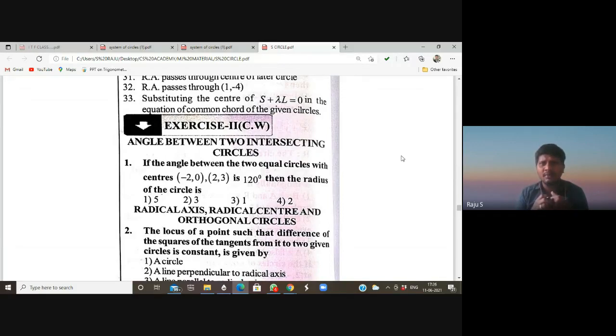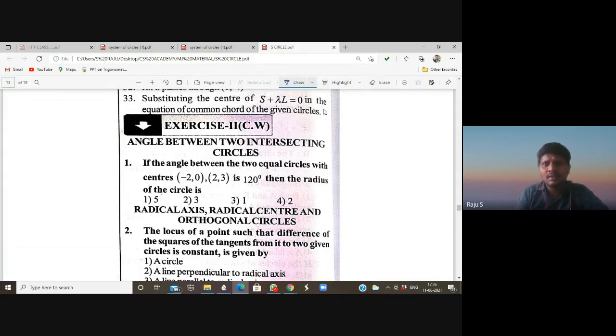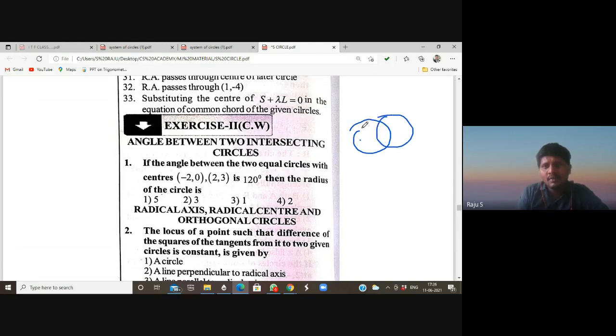The angle between two equal circles. What is the radius, student? Two equal circles are there. Equal circles means equal radius alone; the centers cannot be the same. So R1 equal to R2, I'm simply taking R. And the angle between the two circles, clearly they have given theta equal to 120. Then the radius of the circles. The centers are given, C1 and C2.